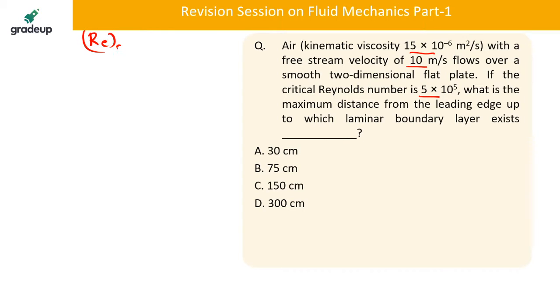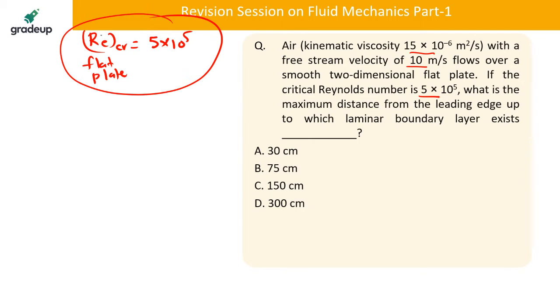Critical Reynolds number for a flat plate is equal to that Reynolds number after which the flow will change from laminar to turbulent. So it is equal to 5 × 10^5 for a flat plate. This is the critical Reynolds number. Okay, so you have to tell the maximum distance up to which the laminar boundary layer will exist. Come on, tell me.